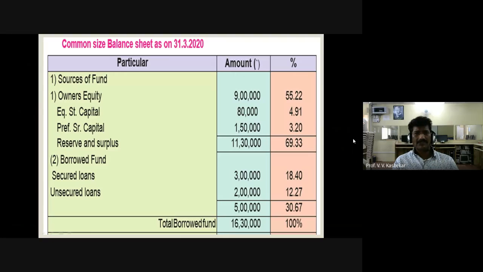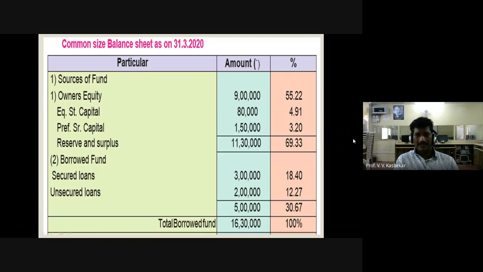Here we have prepared a common size balance sheet as on 31st March 2020. You can see a vertical balance sheet is prepared here. Particulars, amount, and percentage of that particular item we have to find out here. Okay, now particulars: sources of funds. Let us see. Owner's equity, it is 9 lakh rupees. We have arranged this balance sheet in vertical manner, and all the items of the liability side we have taken here in sources of funds.